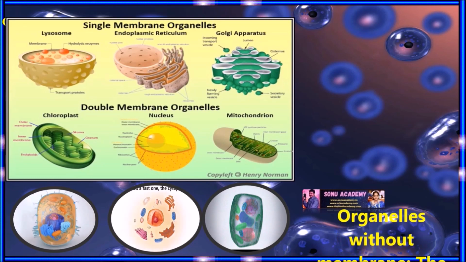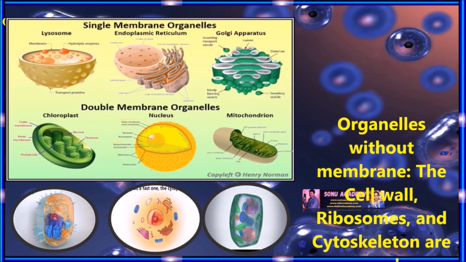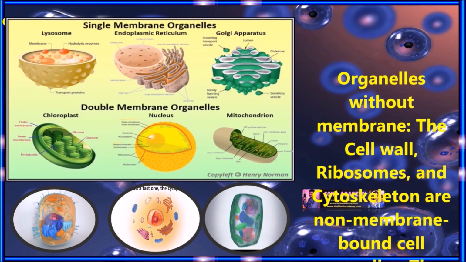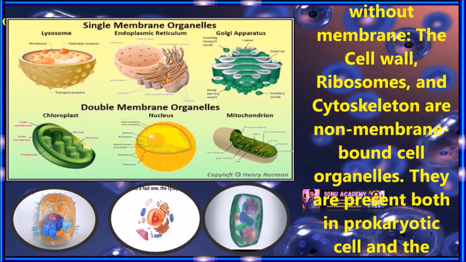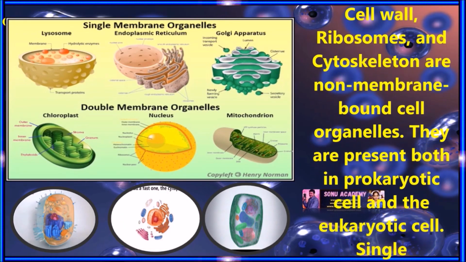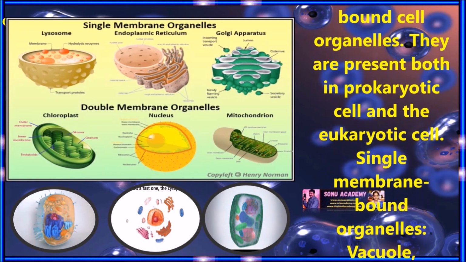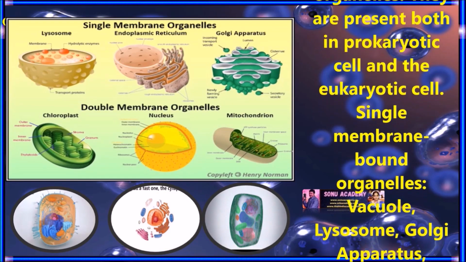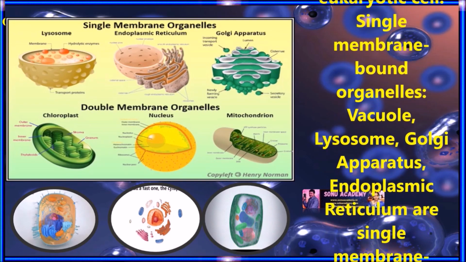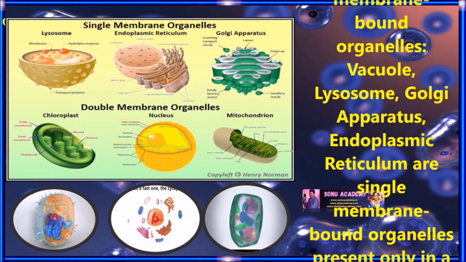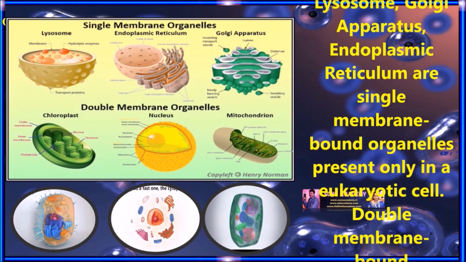Below we'll discuss major organelles found in animal and plant cells, which we'll use as our guide for the discussion. Organelles can be divided into three types. They are organelles without membrane, single membrane bounded organelles, and double membrane bound organelles. Now let us discuss organelles without membrane. The cell wall, ribosomes and cytoskeleton are non-membrane bound cell organelles. They are present both in prokaryotic cells and eukaryotic cells.